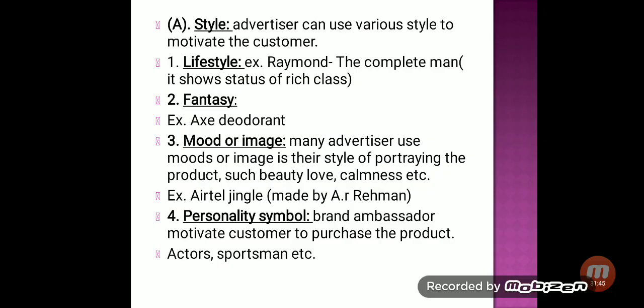Next one is personality symbol. Brand ambassador motivate customer to purchase the product. So nowadays it becomes a trend among all the companies that they are appointing actors and sportsmen as their brand ambassador. So it is also one kind of strategy to attract the viewers to see your advertisement.